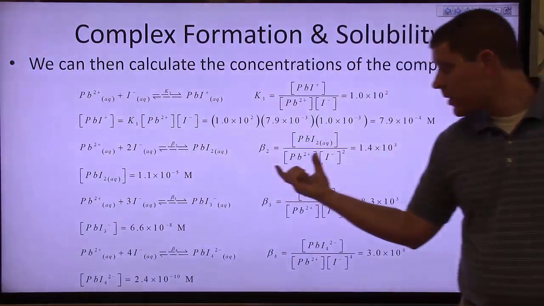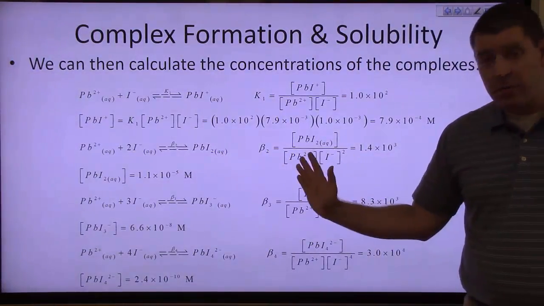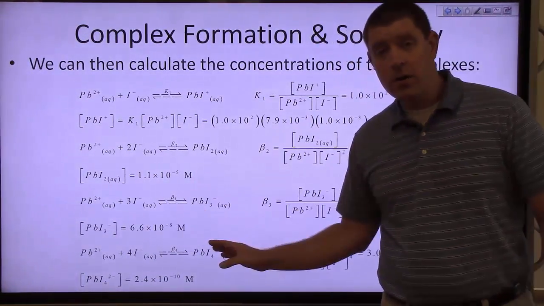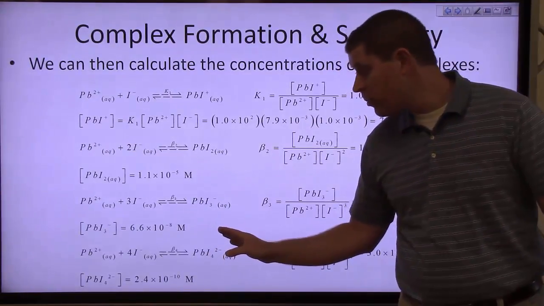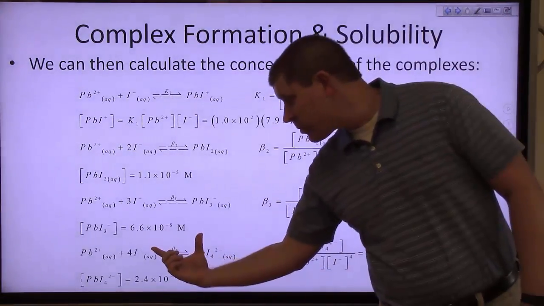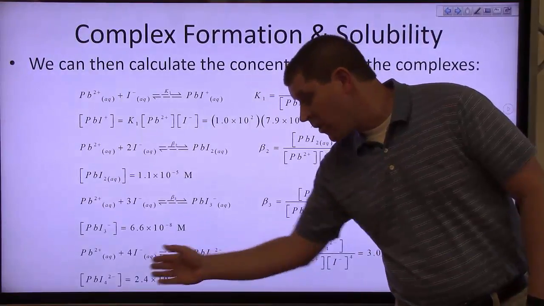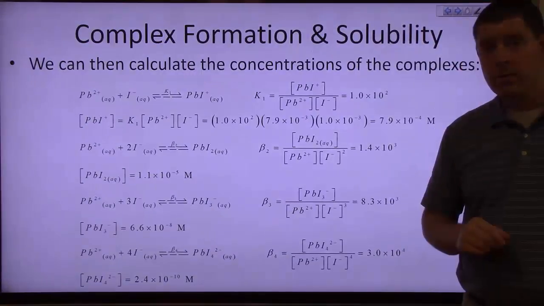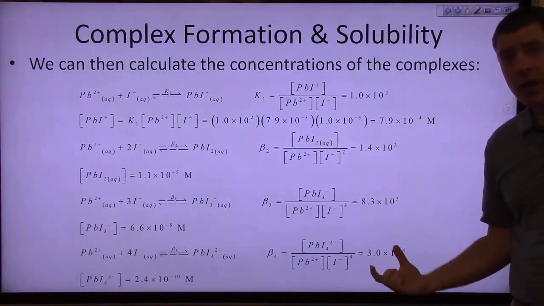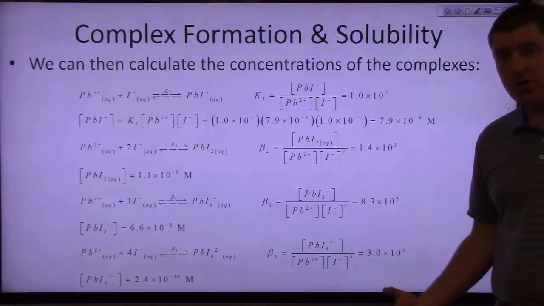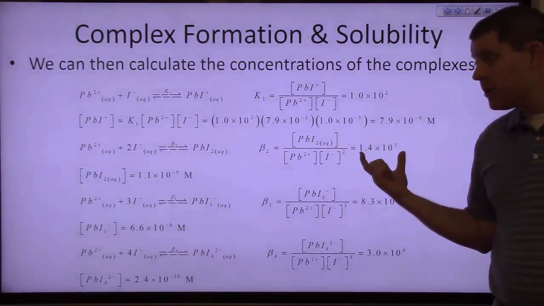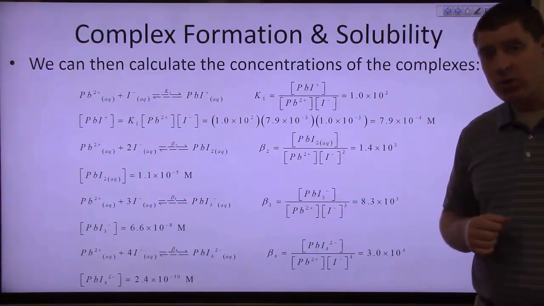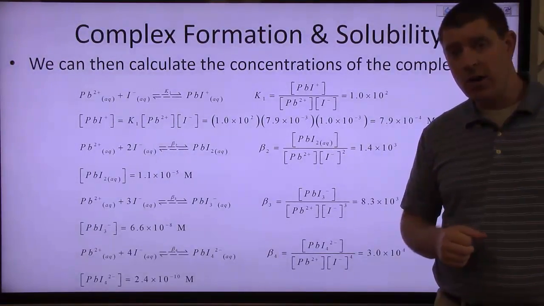The formation of our second complex, our uncharged lead iodide but dissolved in water in the aqueous phase, when we work that out using our beta 2, I'm going to skip the math here, but the value there is 1.1 times 10 to the minus 5 molar. For our third complex with 3 iodides bonded to the lead, we get a value of 6.6 times 10 to the minus 8 molar. And for our fourth complex, we get a value of 2.4 times 10 to the minus 4 molar. So note that each of these complexes has a successively smaller concentration, but overall we've still added a sizable amount to how much lead is in solution. It's over 10% of our concentration of lead all by itself.